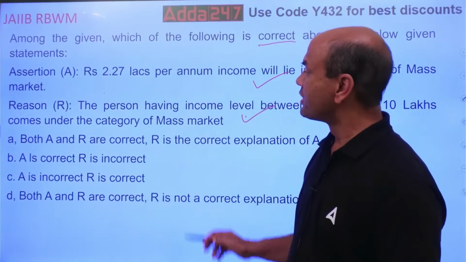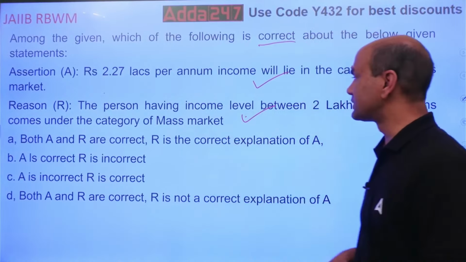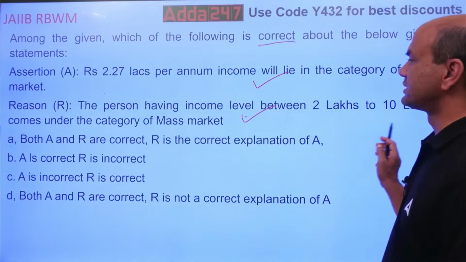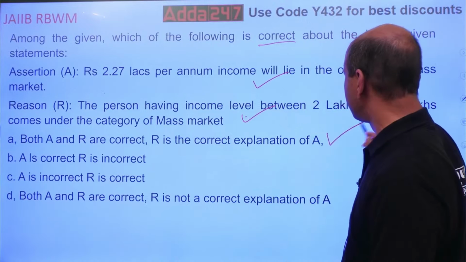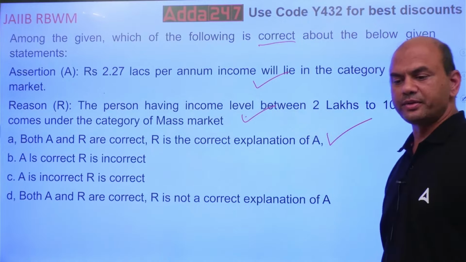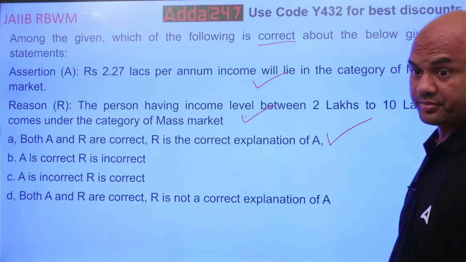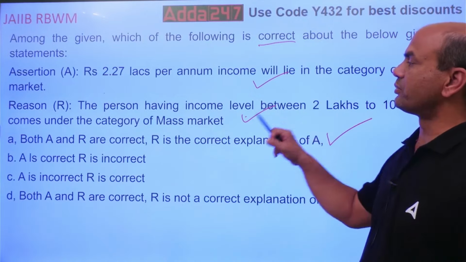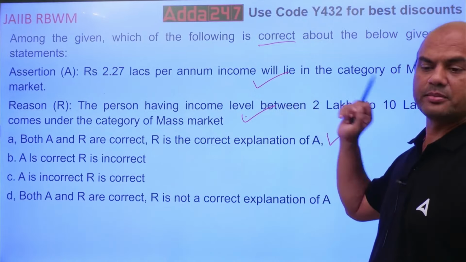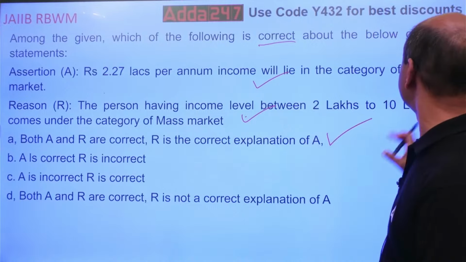So, a person having an income level of 2 to 10 lakhs comes under the category of mass market. So, both are correct, and R is a correct explanation of A. That is also correct. Because this 2 to 10 lakhs is the category of mass market, that's why this person is in the mass market.